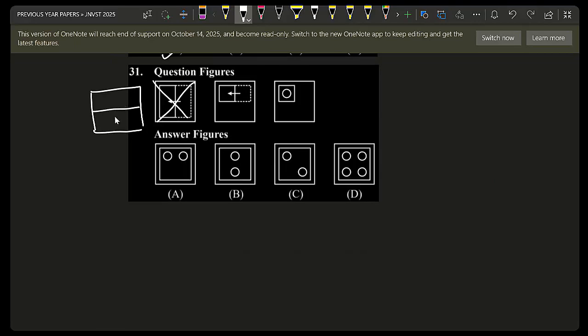So we are folding it like this to the top, then to the left, and then a circle shaped hole is made, and when you open it that side, you will get a hole here, and when you open to the original paper, you will get a total of four circles. Option D. And next, 32.